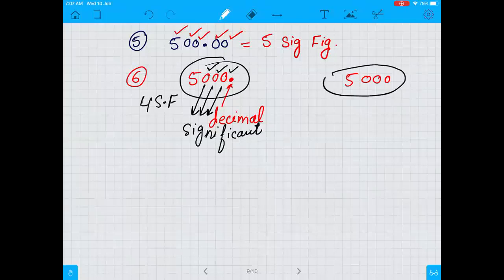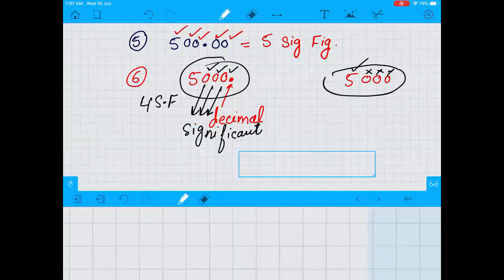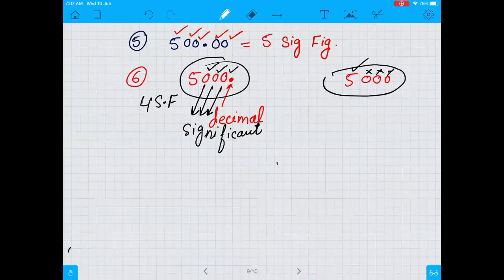And in this number, these zeros are not significant. They were not given by the instrument. Only 5 was given by the instrument. So when the number has no decimal point, the zeros which are present were not given by the instrument. And as a result, this number obviously has 1 significant figure. So these are the common rules for significant figures.